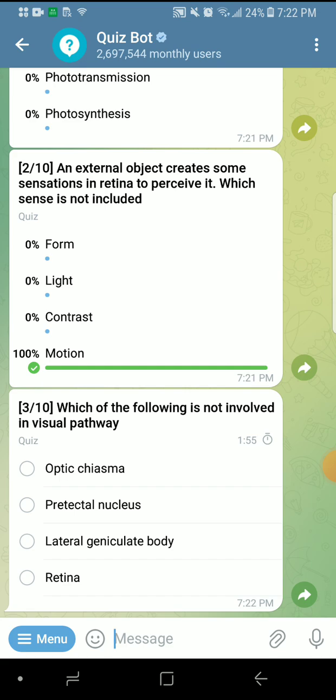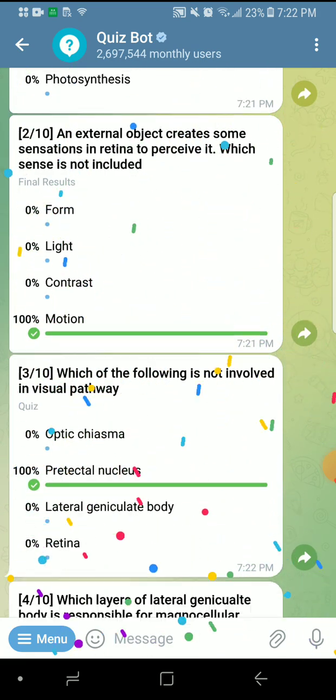Now this is a very easy question: which is not involved in the visual pathway by which we see? Optic nerve, optic chiasma, then it goes to optic tract, then lateral geniculate body, and via optic radiations into visual cortex. And of course the impulse is formed in the retina, that is also involved, but pretectal nucleus is involved in the light reflex pathway.